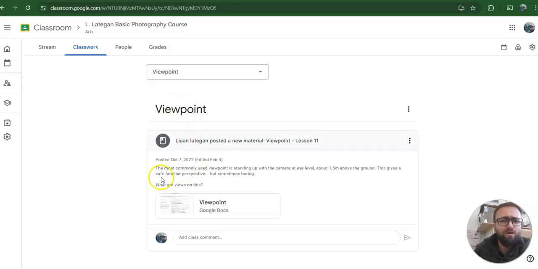So the most commonly used viewpoint is standing up with the camera at eye level, at about 1.5 meters above the ground. This gives you a safe, familiar perspective. But that is boring because it is something that everyone always does. So to stand out with photography, you need to start doing things that are out of the ordinary.